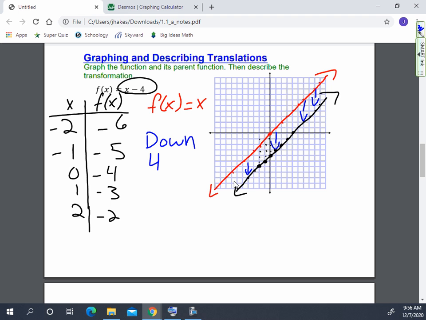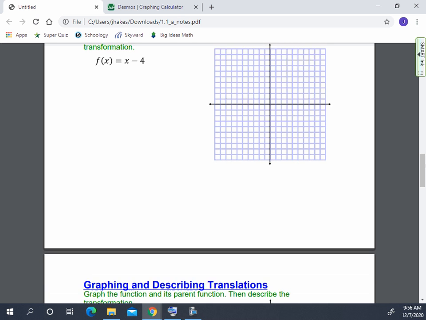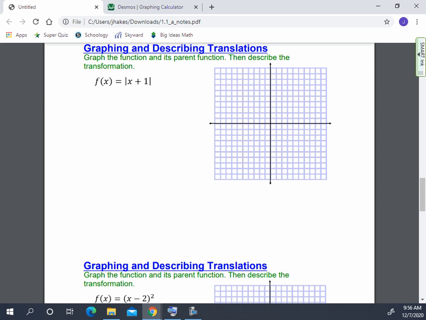Down 4 units. At any given point on the parent function, if you move down 4 units, you will be on our new line. So that's how I expect you to go through these problems in your homework assignment. Moving on, this next one I will go through again.